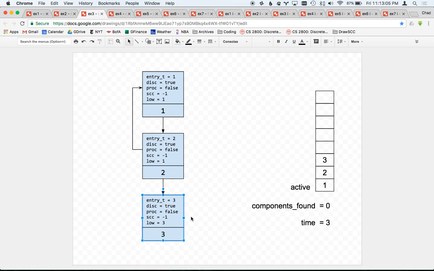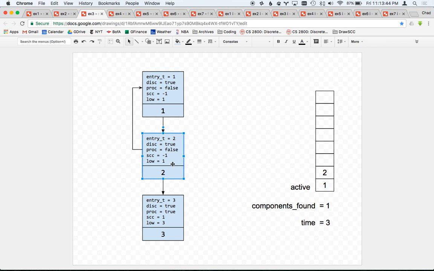There are not any out edges, which means we proceed to process vertex 3 late before we exit from vertex 3. In processing it late, we check to see whether the low of vertex 3 is equal to 3 itself, which it is, which means we found a strongly connected component. We increment the components found by 1, and we mark the strongly connected component for vertex 3 to be 1. We also pop vertex 3 off the active stack. Okay, we finished processing vertex 3 late. We mark it processed. We return to vertex 2 and process any other edges out from vertex 2.